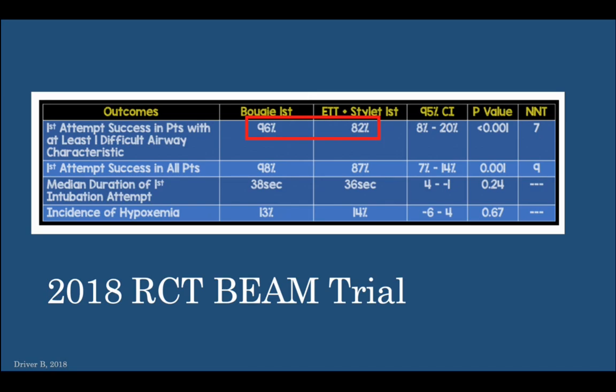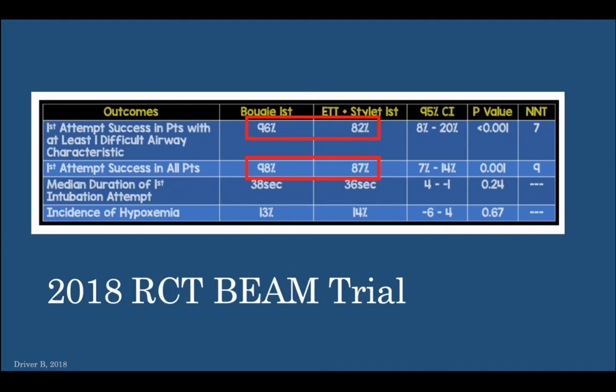But maybe something that we didn't expect was that with all airways, patients who we didn't predict to be difficult, we were getting around 87% first pass, which is kind of what we've seen in other studies with ER physicians. But once they added a bougie, they were up to 98% first pass success. And in using the bougie, it didn't take longer statistically, and there weren't higher rates of hypoxia.